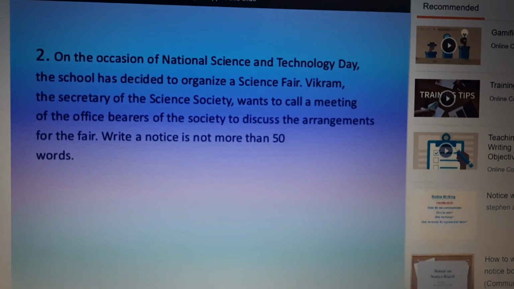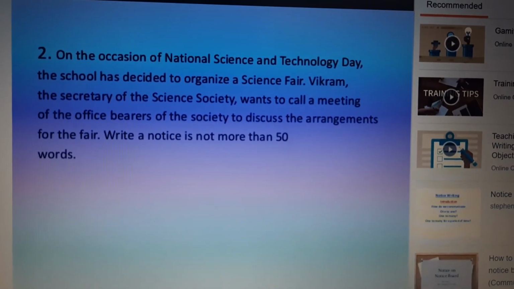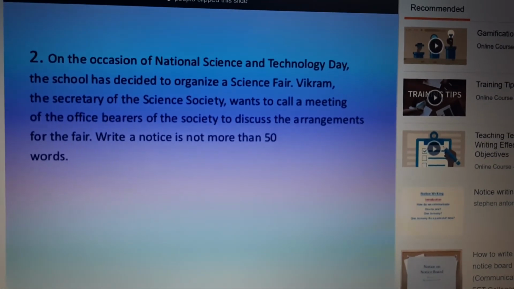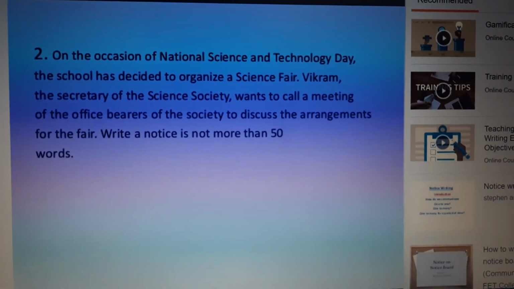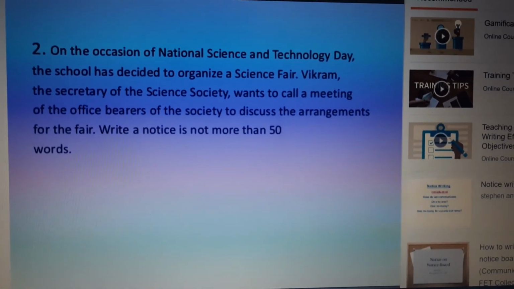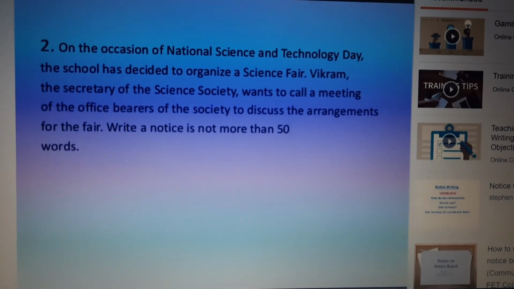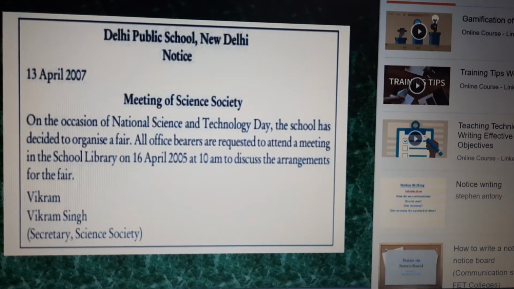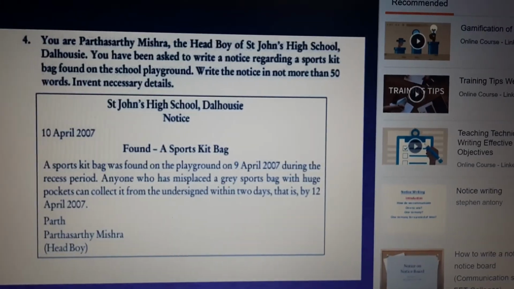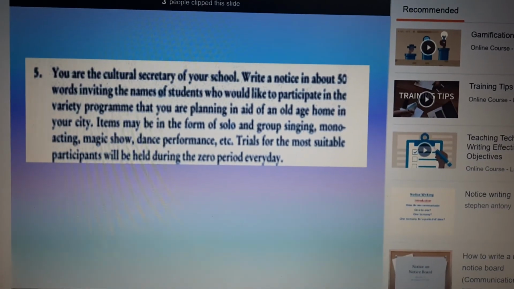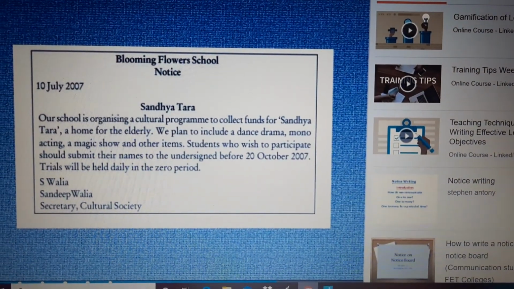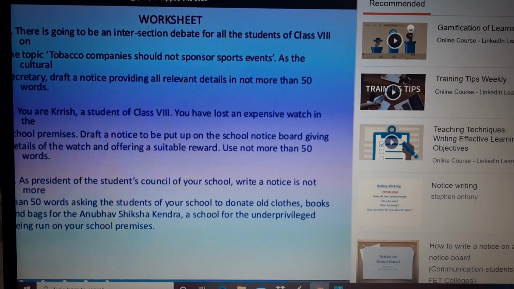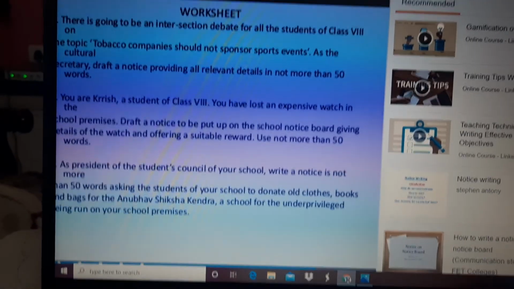Okay, children, there's one more question. On the occasion of National Science and Technology Day, the school has decided to organize a science fair. Vikram, the secretary of the Science Society, wants to call a meeting of the office bearers of the society to discuss the arrangements for the fair. Write a notice in not more than 50 words. So children, you can note down this question as well. So these are some samples. So you can just go through the samples and then you can write answers to this worksheet.